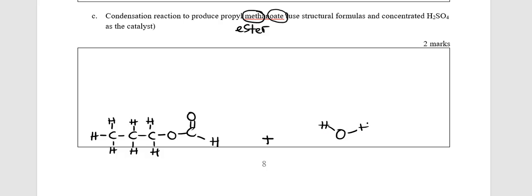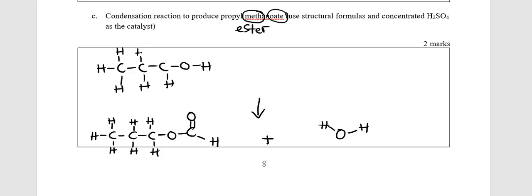The other product of the condensation reaction has to be H2O. So I'm going to draw it there before I forget. And now you just need to draw the 2 reactants. So the original alcohol will be propanol. Well, propan-1-ol is more accurate. Obviously, the OH has to be on carbon 1 in order for it to create a propyl as in the ester. And the other reactant is methanoic acid, which actually only has 1 carbon in it.